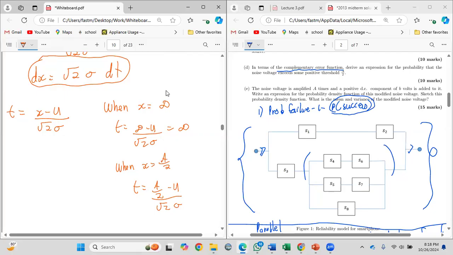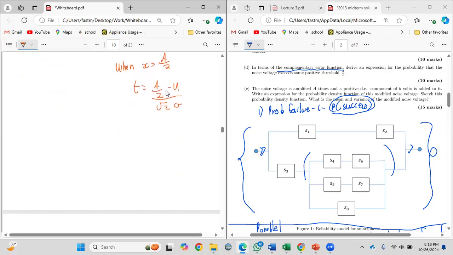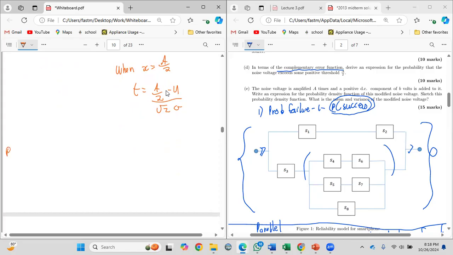So you have your limits. You have dx, you have t squared. So we could plug everything into the original equation. So you'll end up with the probability x is more than a on 2 equal to 1 over the square root of 2 pi sigma squared, integral from a on 2 minus mu over root 2 sigma to infinity of e to the minus t squared, and you have dt times root 2 sigma.